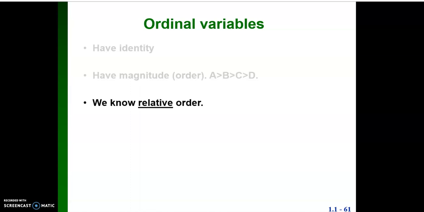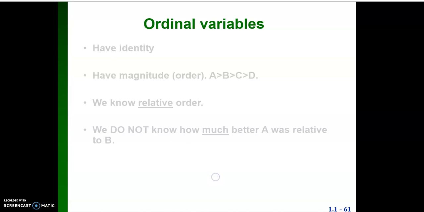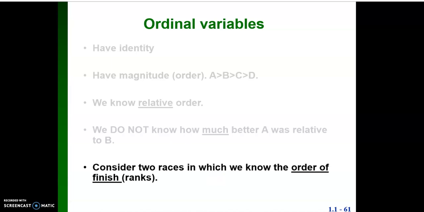Next, the relative order. What does relative order mean? We don't know how much difference there is between A and B. For example, if you consider two races in which we know the order of finish, we don't know the difference in time between them. We can only talk about the rank: he reached first rank, second rank. That goes under ordinal level of measurement.